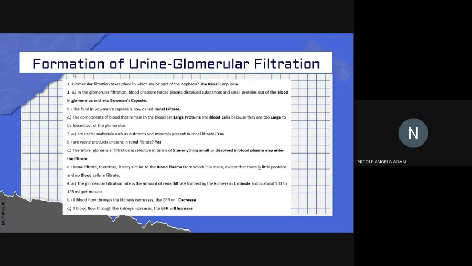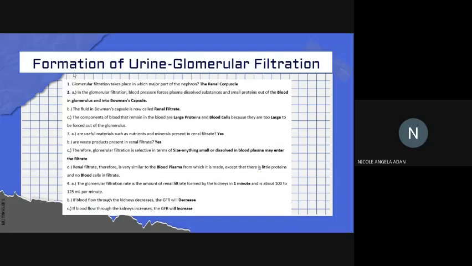Number 3, we have letter A. Are useful materials such as nutrients and minerals present in renal filtrate? The answer is yes. Useful materials such as nutrients and minerals are present in renal filtrate. Letter B. Are waste products present in renal filtrate? The answer again is yes.